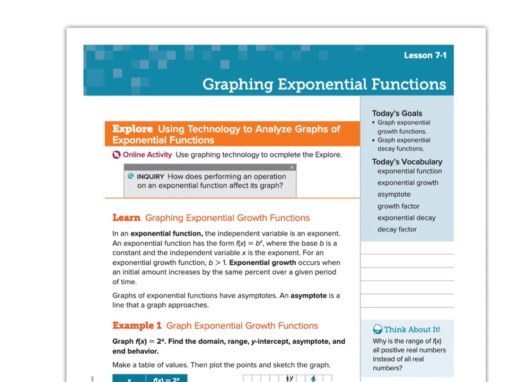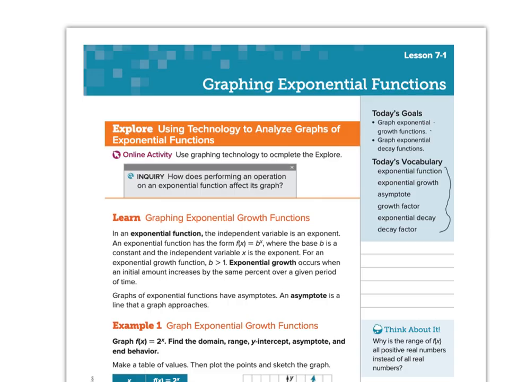As we begin exploring exponential functions, we're going to start with graphing them. We want to graph exponential growth functions, and we want to understand how to graph decay functions. Here's some of our vocabulary that we're going to have to go over. Thankfully, exponential functions should be a review. We covered them in depth in Algebra 1.